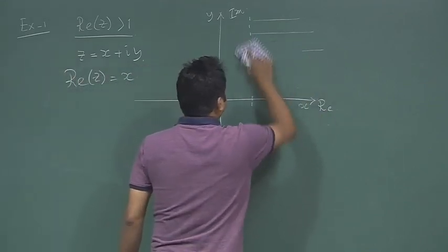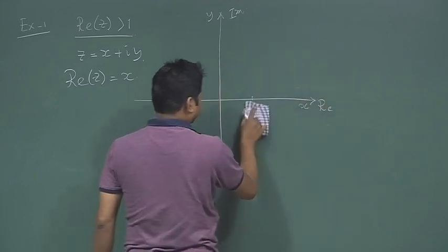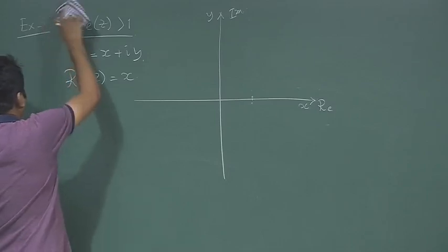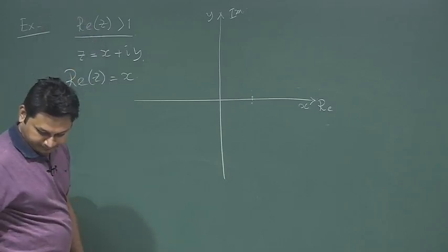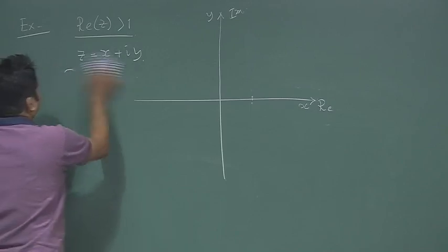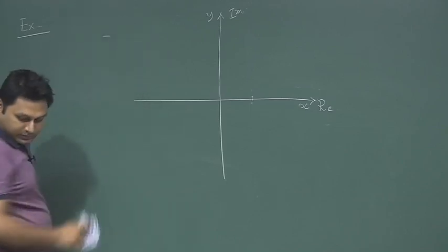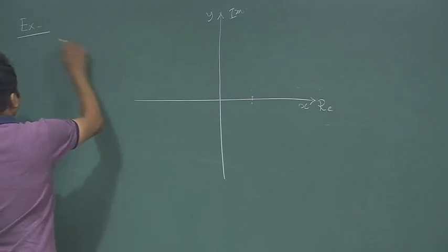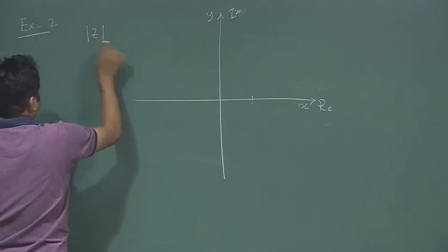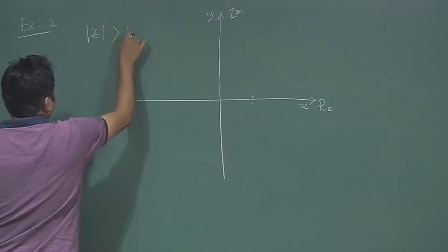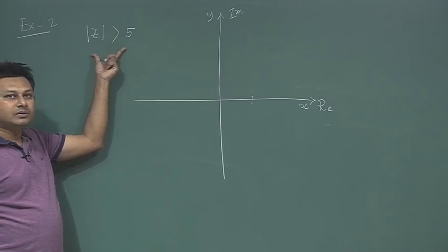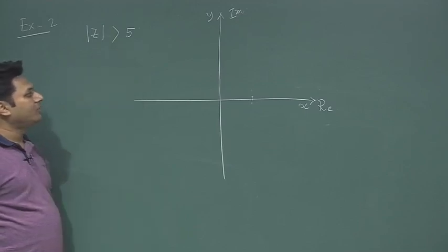So, let me erase this. I am going to use the same coordinates, so I am not going to erase that. Example 2, say mod of z is greater than 5. Mod of z is greater than 5. What is the region? What is the meaning of mod of z?